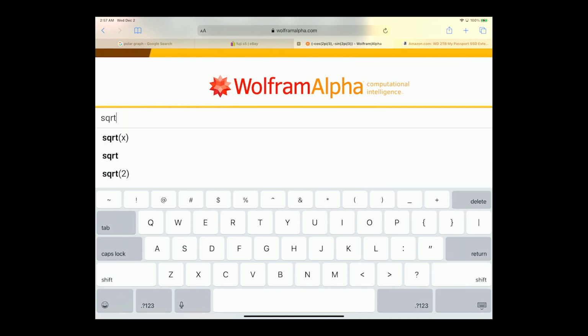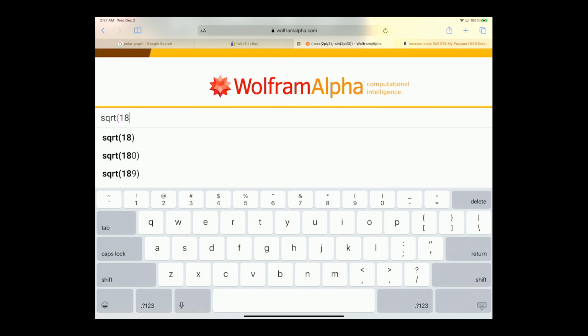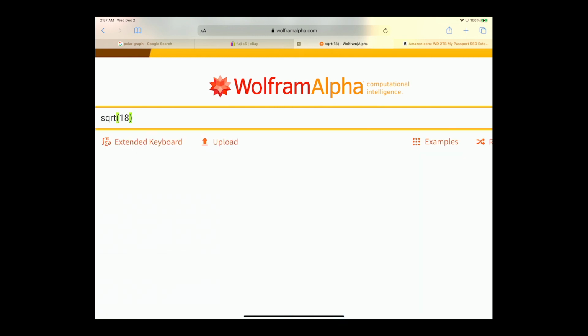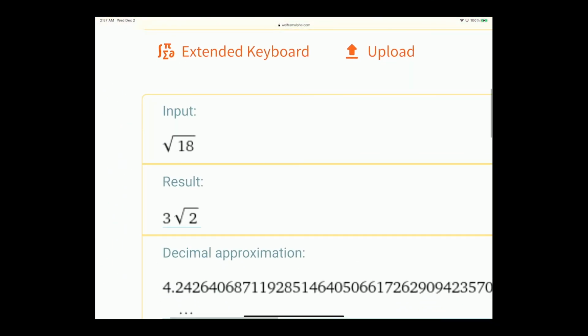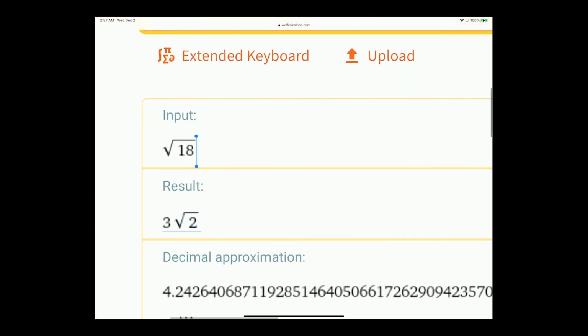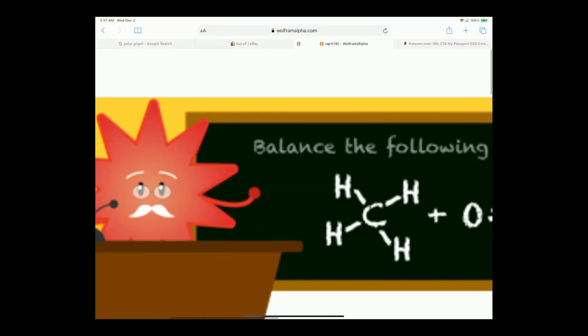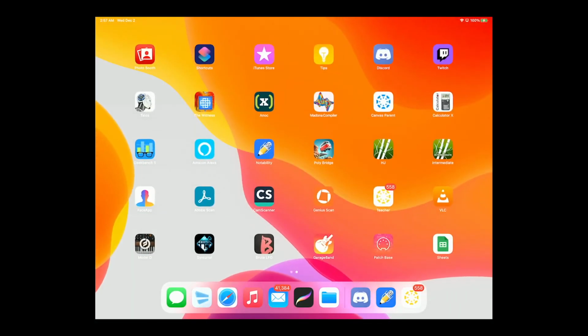Square root 18, right? And that's 3 square root 2. So if you need it simplified, it's easy enough to do. Just type it into Wolfram Alpha or similar.